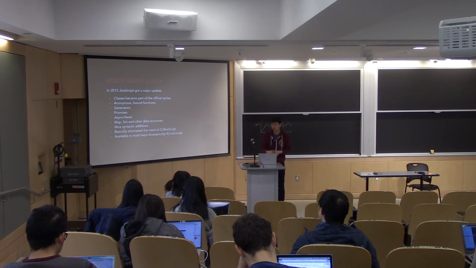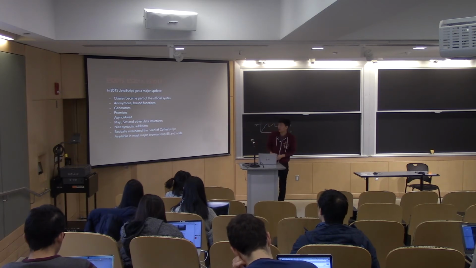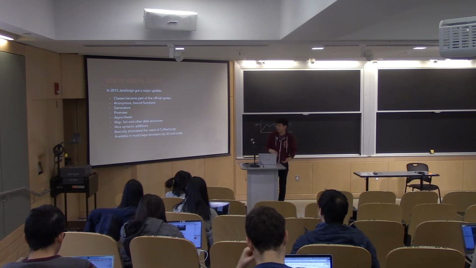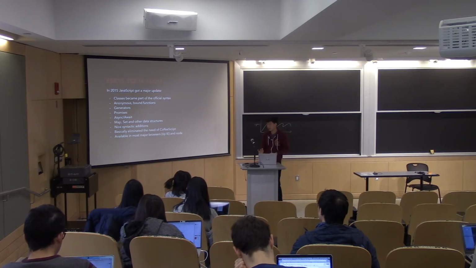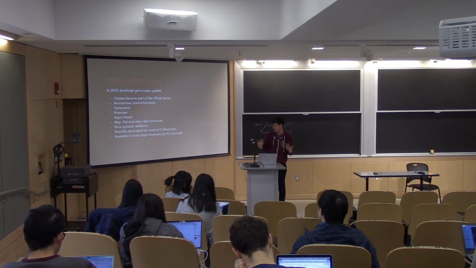Anonymous functions used to be really confusing because there is this problem with the this keyword, which is a context, and now they fix it by using bound functions. There are things like generators, promises, async await that I talked about yesterday. There are actual hash maps and hash sets available in JavaScript. And for a long time, you had no way to do that.